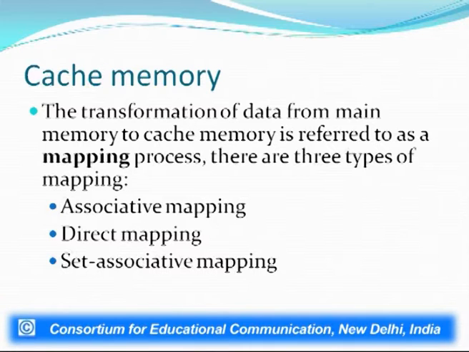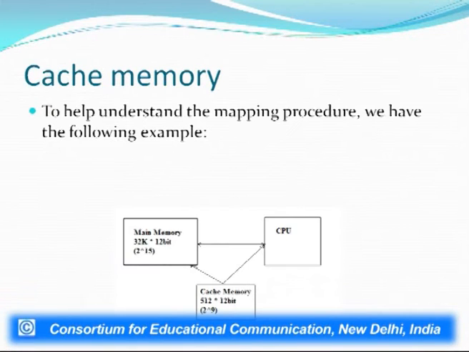So, now we talk about associative mapping in the cache memory. To help understand the mapping procedure, we have the following example. Here you can see the main memory, 32K by 12 bits, that is 2 to the power 15, the CPU, and the cache memory, 512 by 12 bits, that is 2 to the power 9.